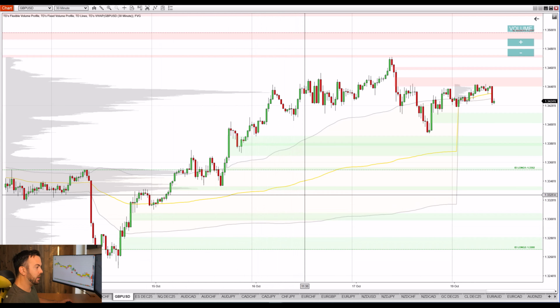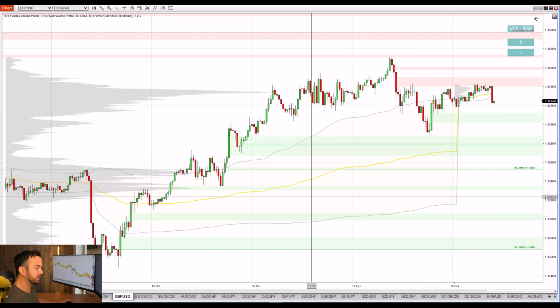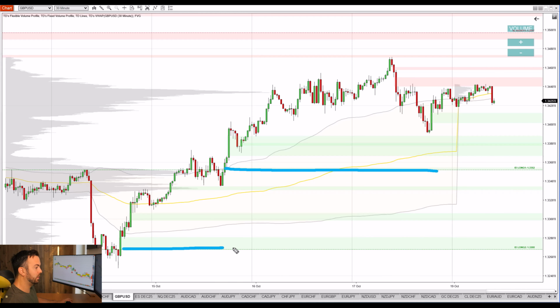On the British pound, I'd like to talk about 2 levels, and both are supports. This one and this one. By the way, we are looking at a 30-minute chart of the British pound here.